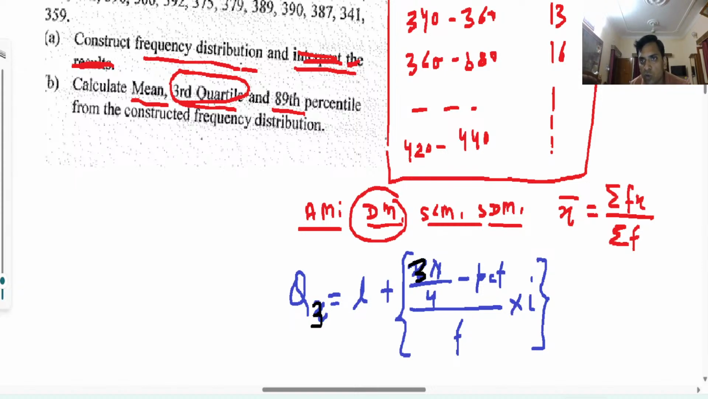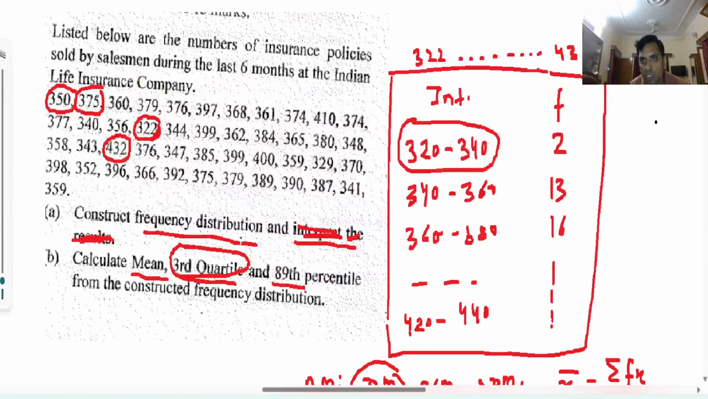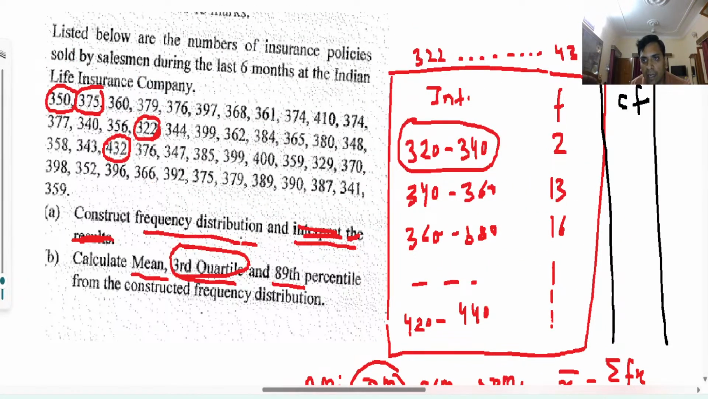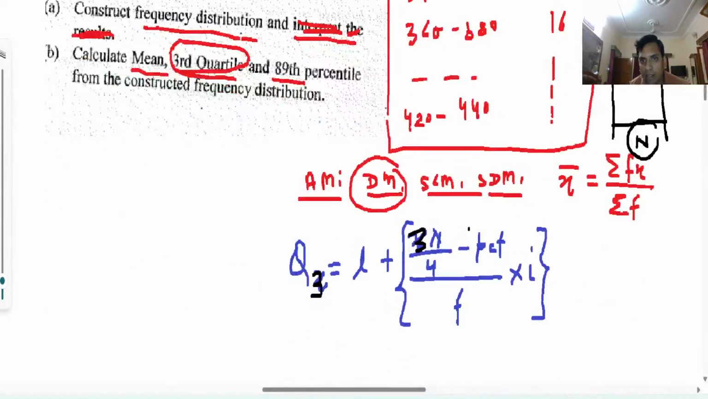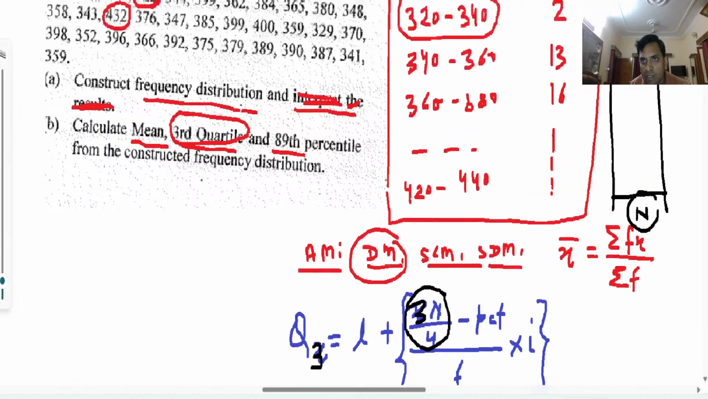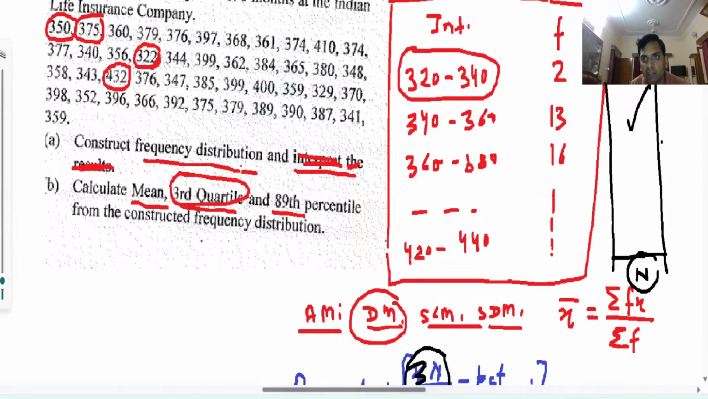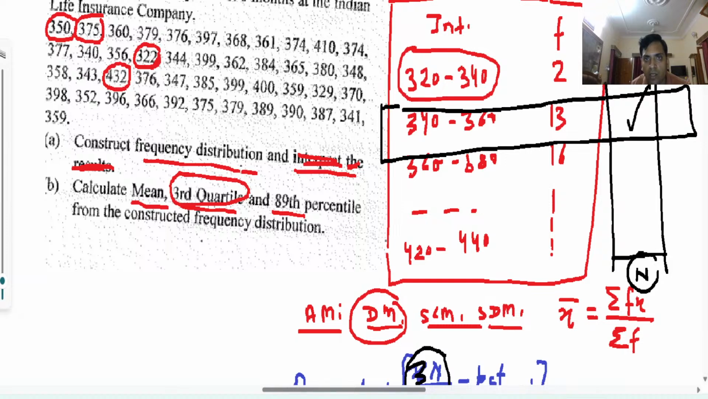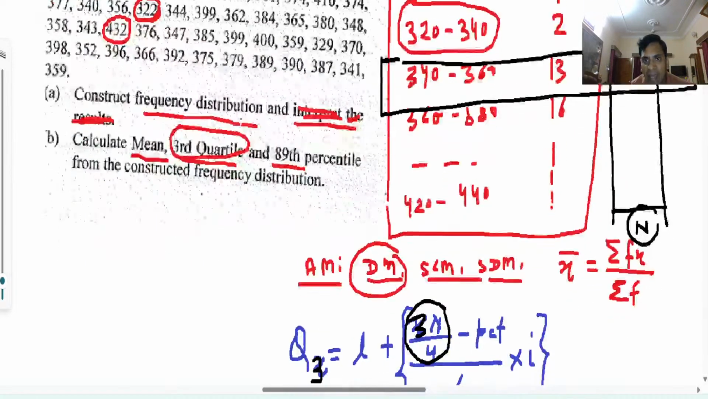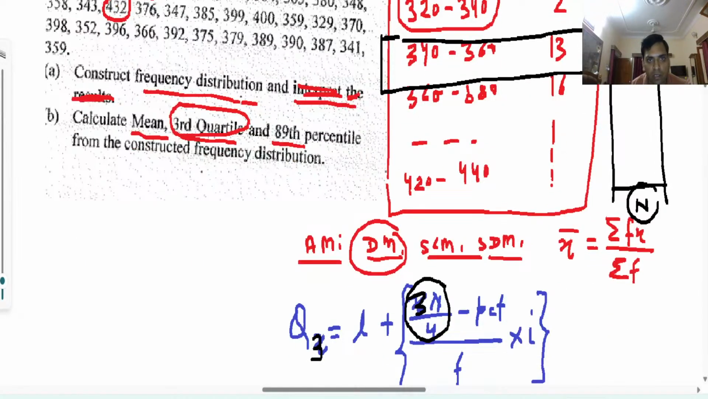And the procedure for this question is, you will first find the cumulative frequency CF column, and then you will get the last value as capital N. This capital N multiplied by 3 divided by 4, you will get this quantity first, and then you will search for this quantity in the cumulative frequency column. Then you will fix the third quartile block, and then you can find L, N upon 4 and PCF, all these things.